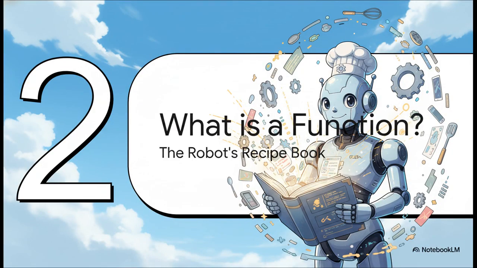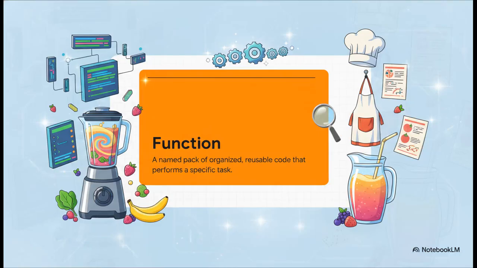Okay, so now that we've had that aha moment, let's jump into Section 2. What exactly is a function? Well, just think of it as giving your robot its very own recipe book. So the official definition is that a function is a named pack of organized, reusable code that does one specific thing. The keywords there are named, organized, and reusable. It's a self-contained little package with a very clear job, just like our smoothie recipe.